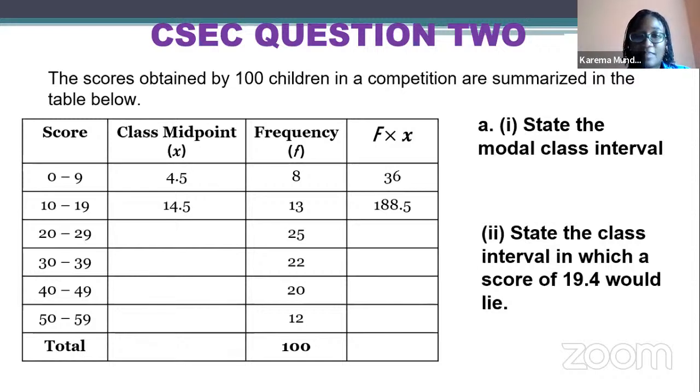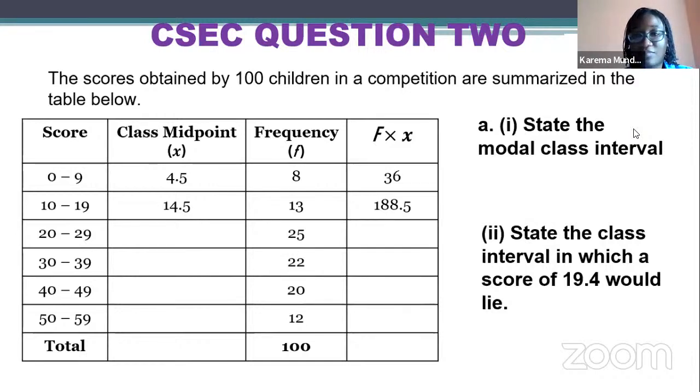20 to 29, miss. And the reason, I'm choosing it, miss, is because 25 is the largest number in the frequency column. All right, I hear you. Does anyone else agree, disagree, have anything else to add to what was said?